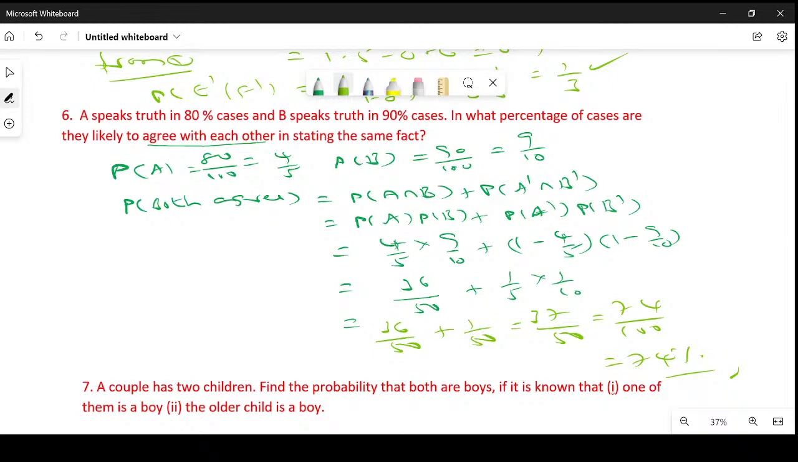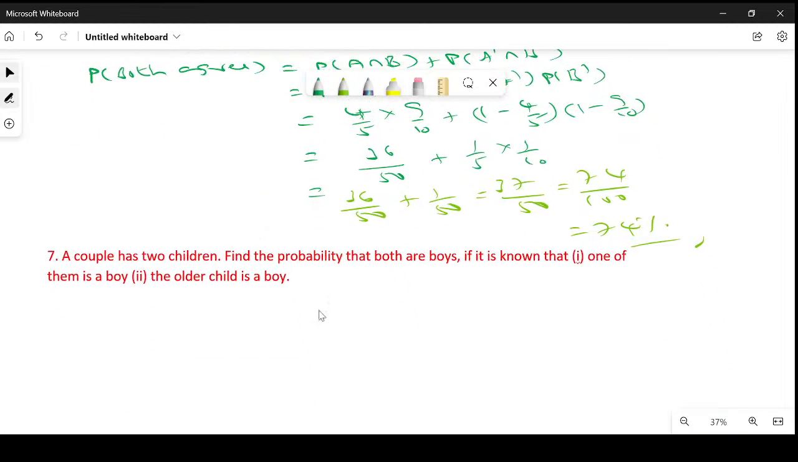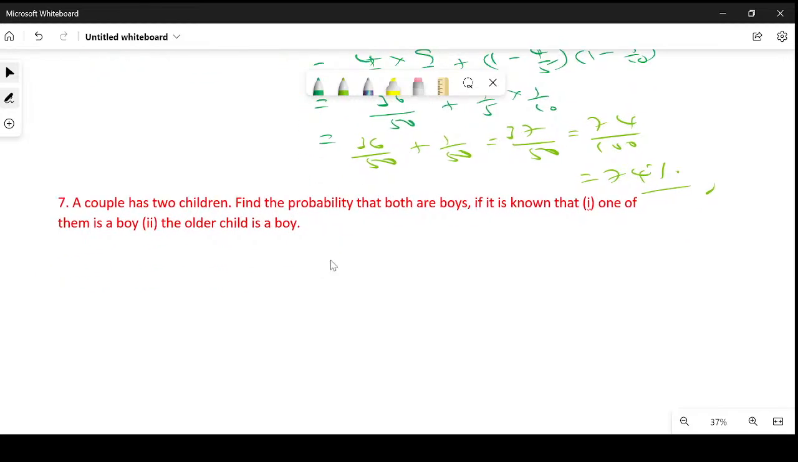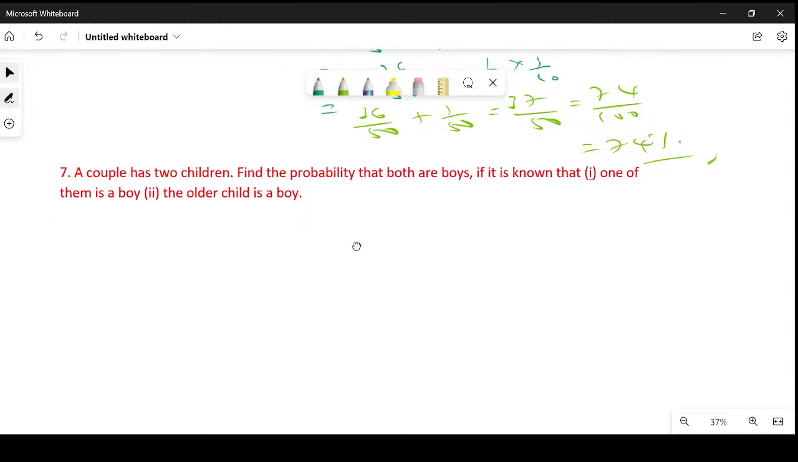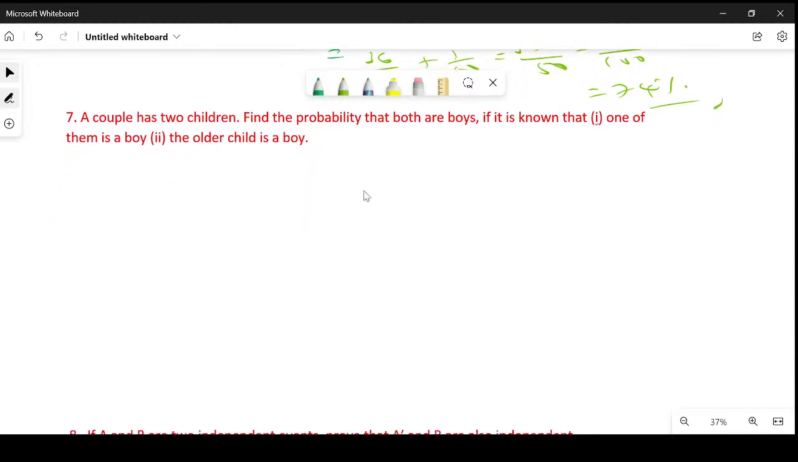Now I am going to do the next one, the seventh problem. I am going to explain the seventh problem now. A couple has two children. Find the probability that both are boys if it is known that one of them is a boy, the older child is a boy. They are given like this. The older child is a boy.